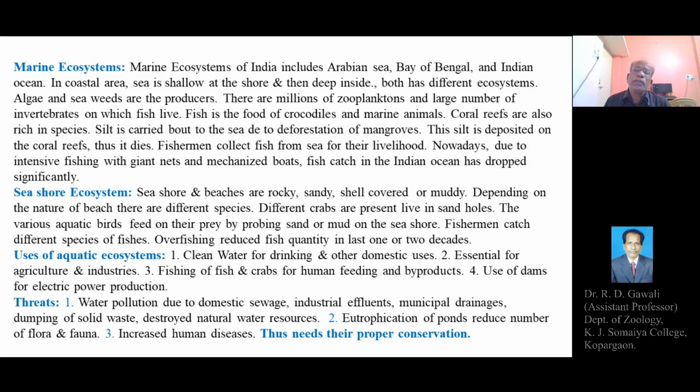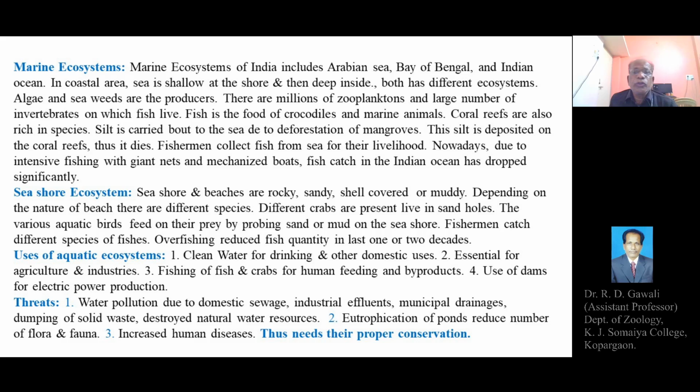After which there is an increased number of fauna or organic organisms, and this will increase the biological oxygen demand and thus reduce the dissolved oxygen content of the pond. So ultimately the eutrophication of the pond will reduce the flora and fauna of the pond water.